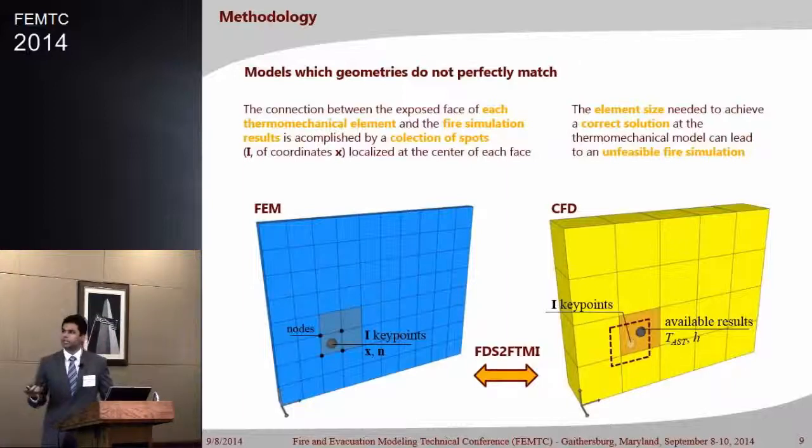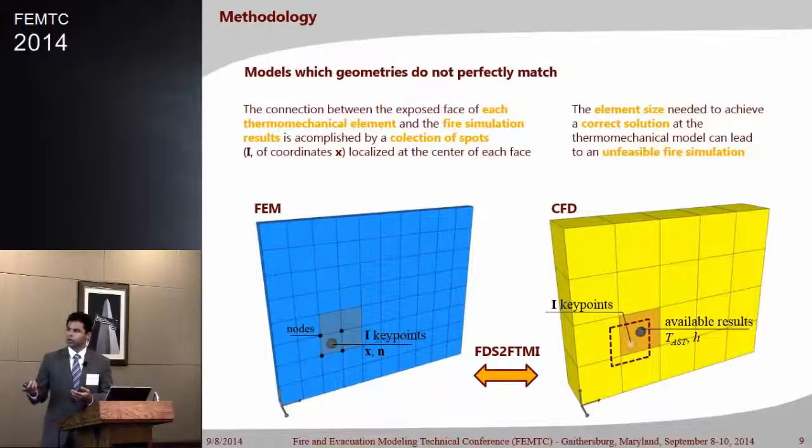Handling geometries that do not match perfectly, even if you try to build a model with the same element size to achieve a good result in the thermomechanical model, will lead to small elements and maybe an unfeasible CFD model. So we need to find a way to map this geometry against this one. This connection will be handled by a collection of key points. Each exposed face will have a key point with coordinates x and normal n.